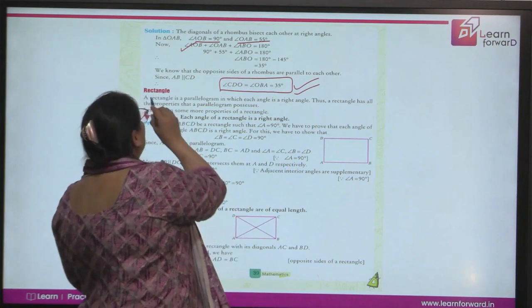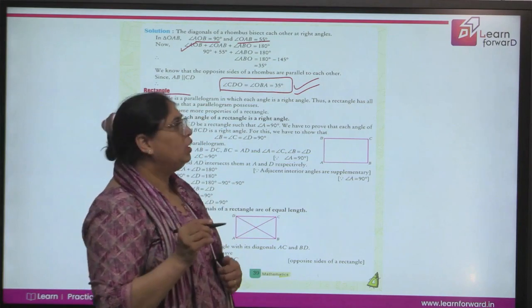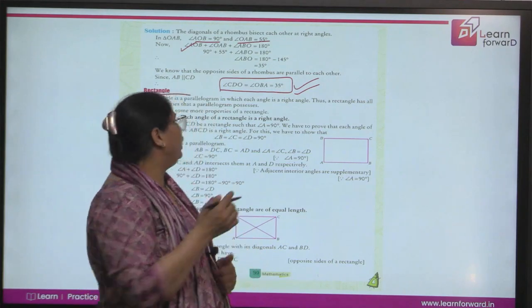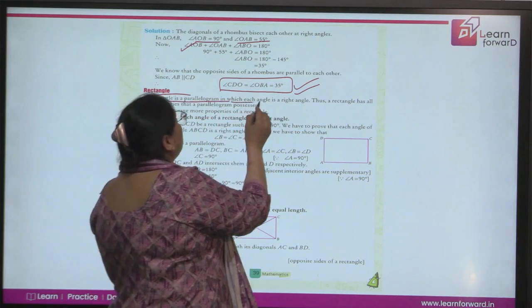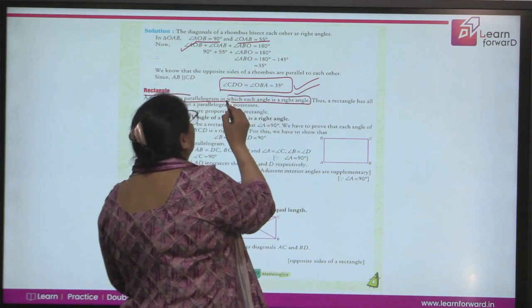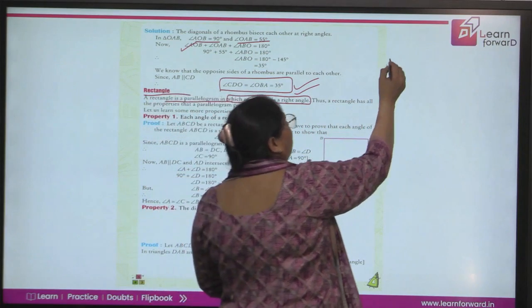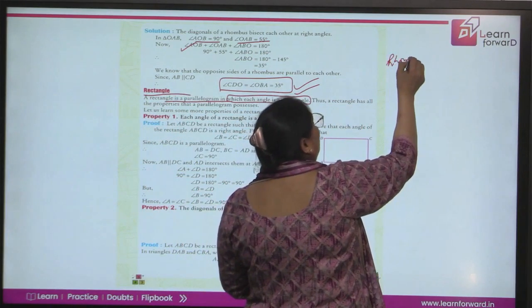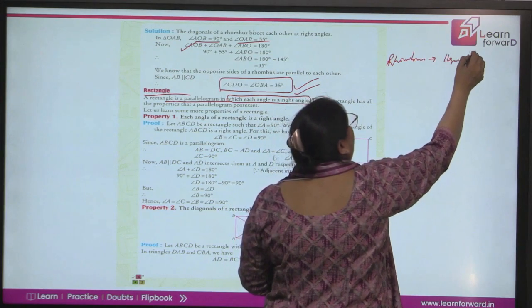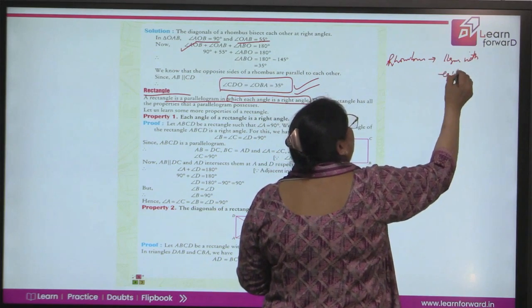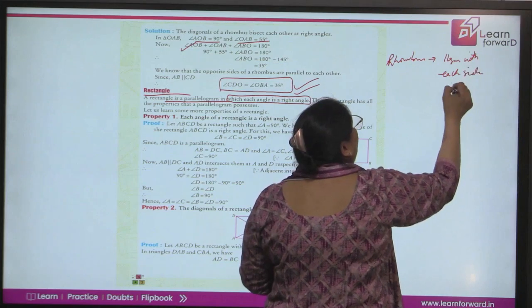Now moving on to the properties of a rectangle. A rectangle is another kind of quadrilateral. It is a parallelogram in which each angle is 90 degrees. A rhombus is also a parallelogram in which all sides are equal, each side of equal length.